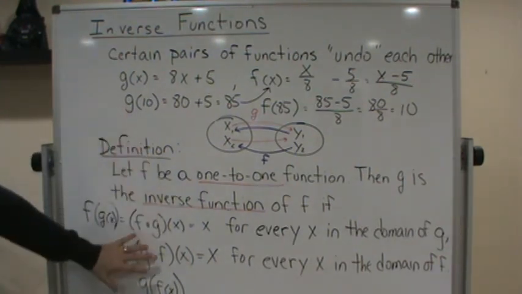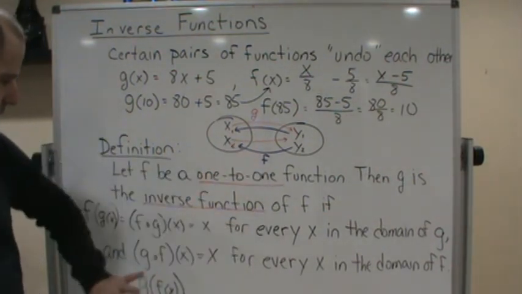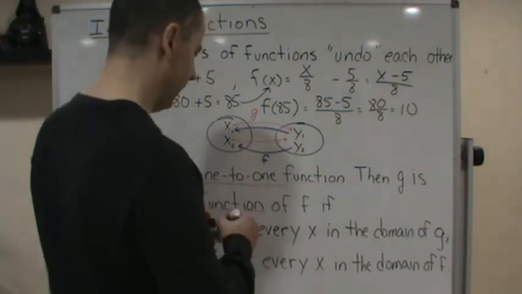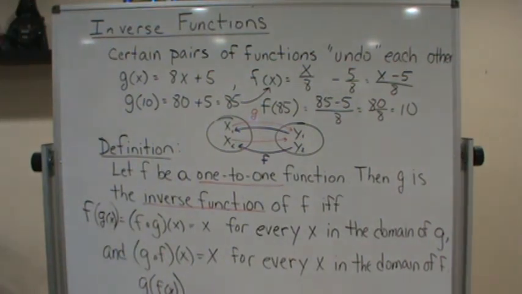And if g and f are inverse functions of each other, then we know this must be true. So it goes both ways. This should be an if and only if, because it's a definition. And that's the idea of an inverse function.